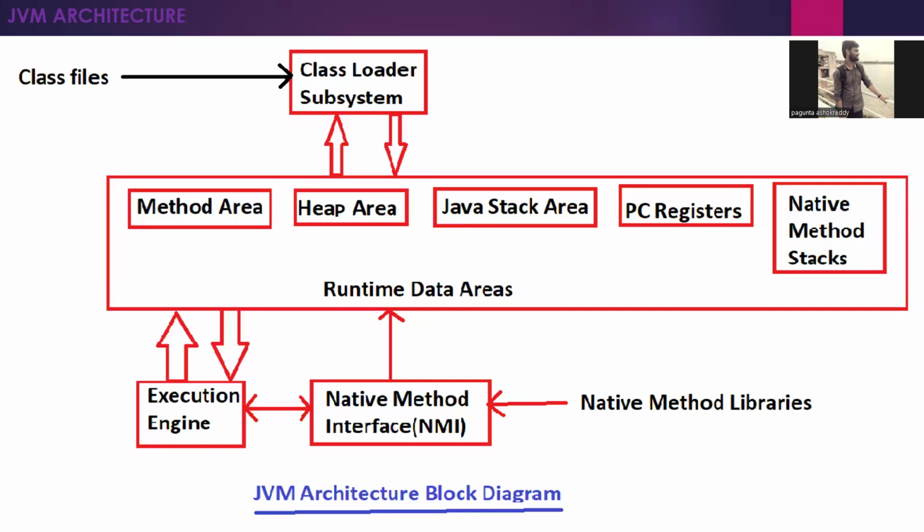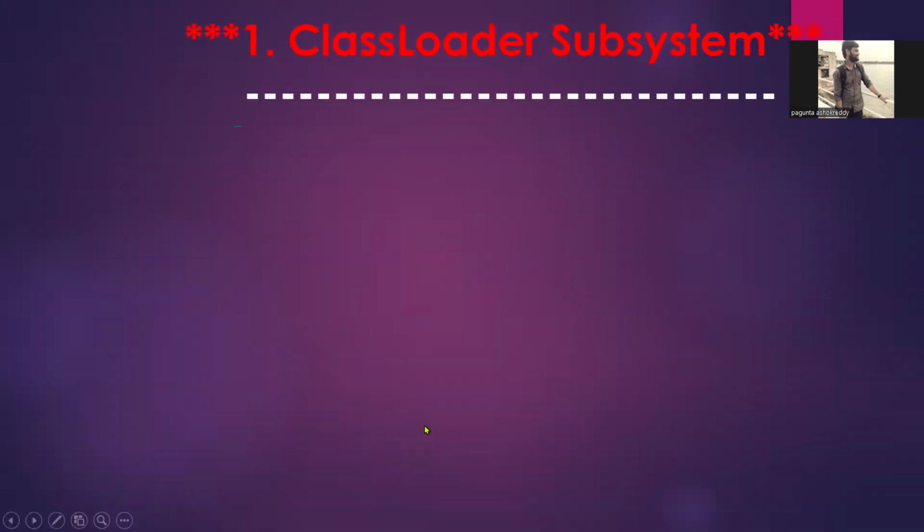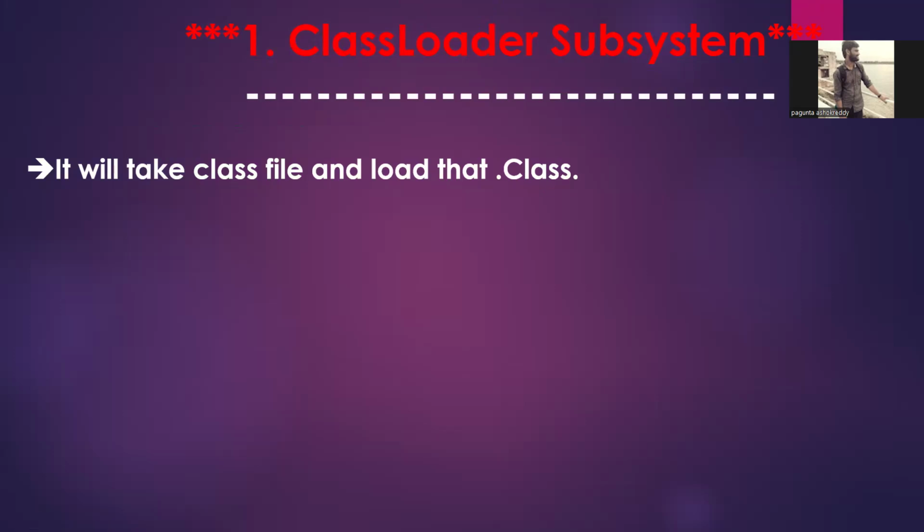Okay, this is the JVM Architecture block diagram. First one is the Class Loader Subsystem. Second one is runtime data areas, also called the memory area. Third one is execution engine, and fourth one is Java native method interface. Then class loader subsystem: it will take the class file and load the .class file.